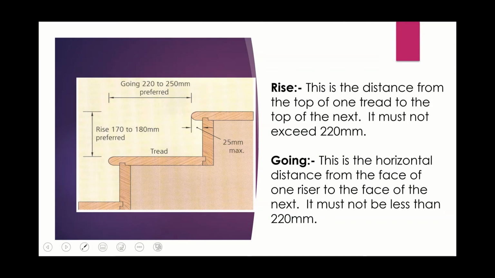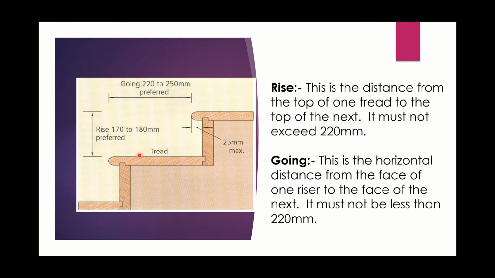Okay, now this diagram here, we can see the tread, the riser, the tread, the riser, and the tread. There's two terms involved with these now. So the tread and the riser are the actual pieces of wood. We've got two more terms. One is called the rise and one is called the going. Right? The rise, I'm going to read this first. This is the distance from the top of one tread to the top of the next. It must not exceed 220.